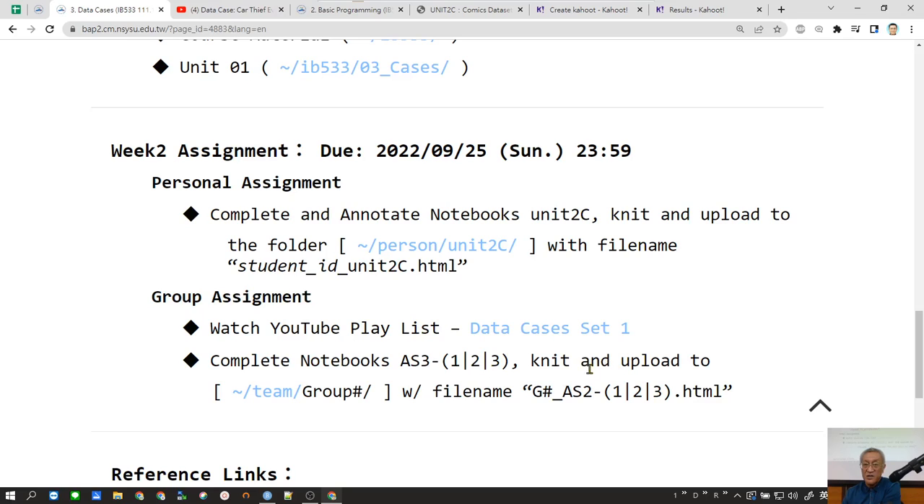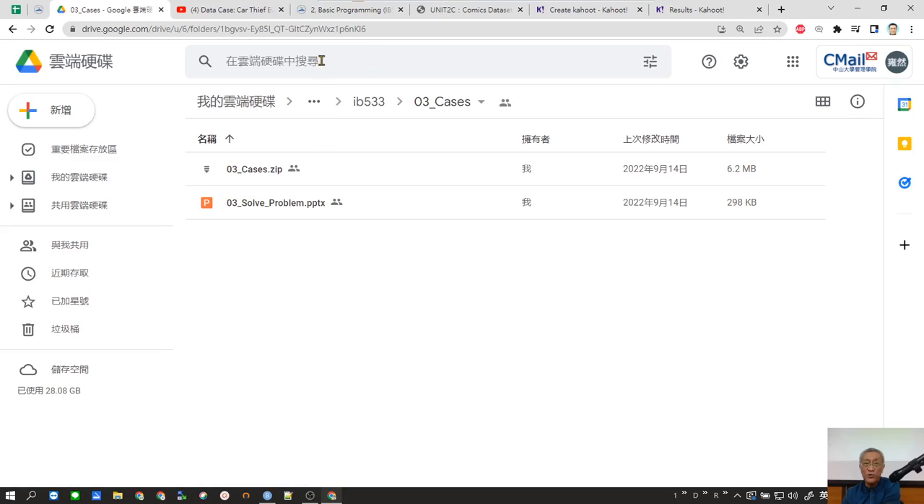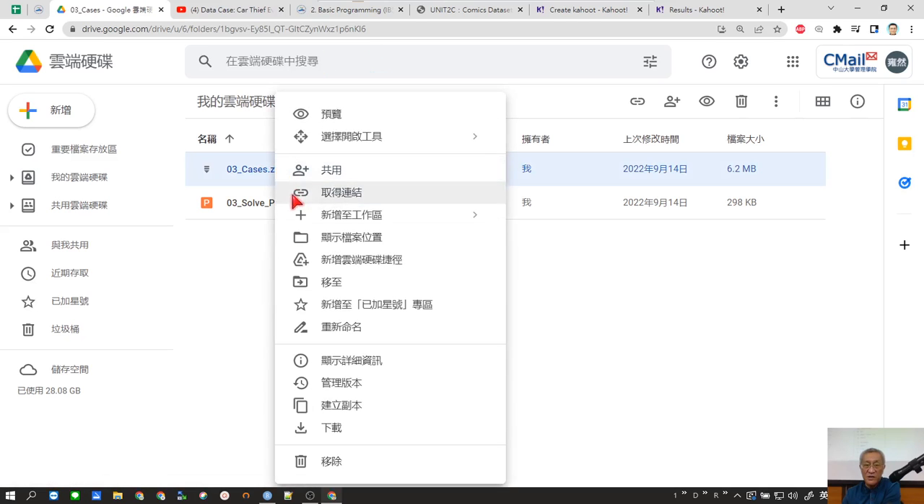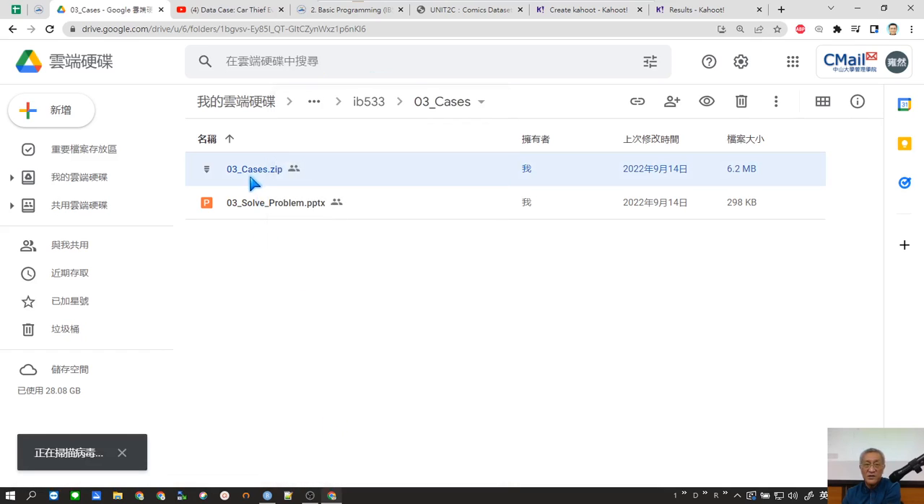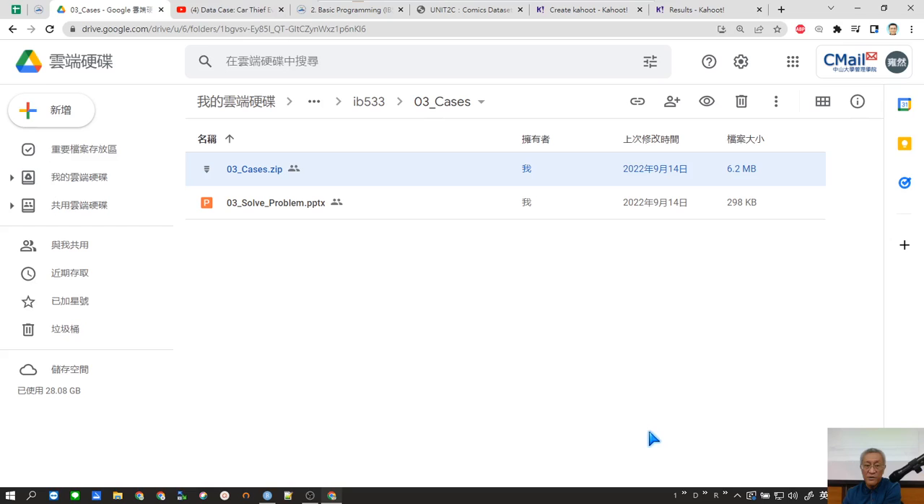And actually, this is the group assignment, right? But you don't need to hand in the answer this week. You can do that next week, okay? So you can follow the instruction and try to do the notebooks within Unit 3, okay? All of the notebooks in Unit 3 are here. You can go to the downloading area and download this cases.zip. Put it here. Okay? But Unit 3 is a group assignment.